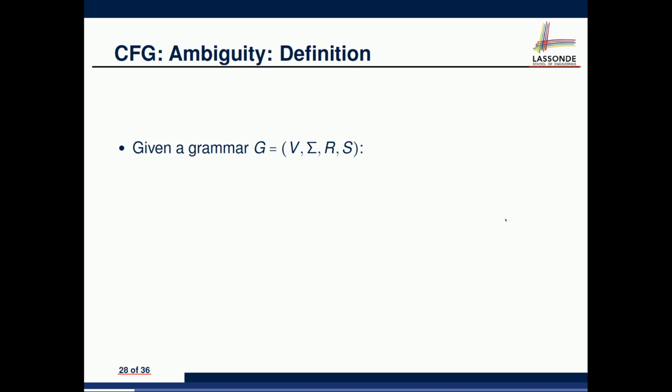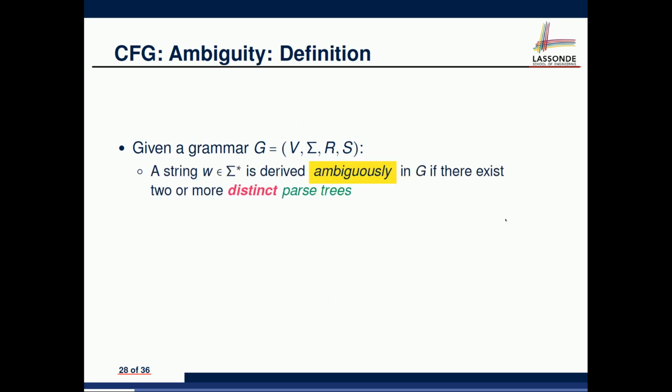Okay, so now for ambiguity, we say the following. You will say that a string is derived ambiguously from some grammar if there are two or more distinct parse trees for that particular string. That's one way to say it. Or you can say two or more distinct, either leftmost or rightmost derivations.